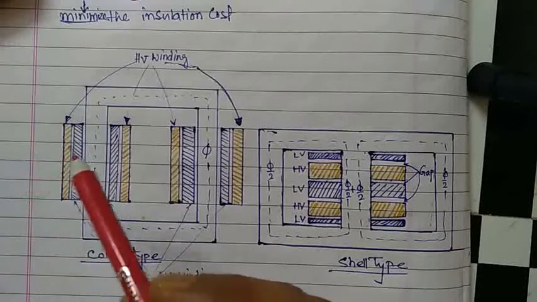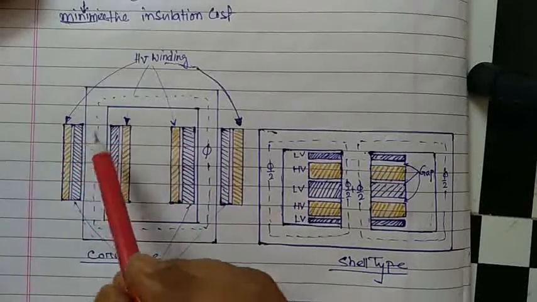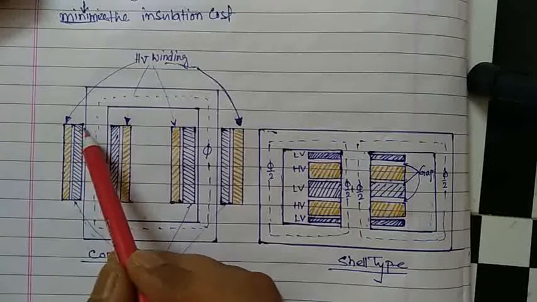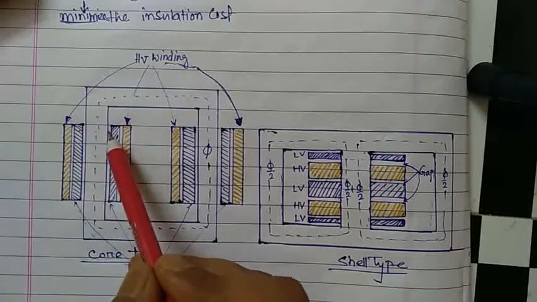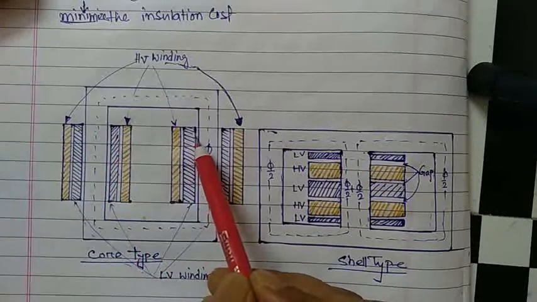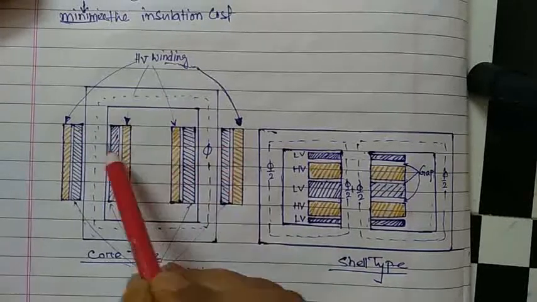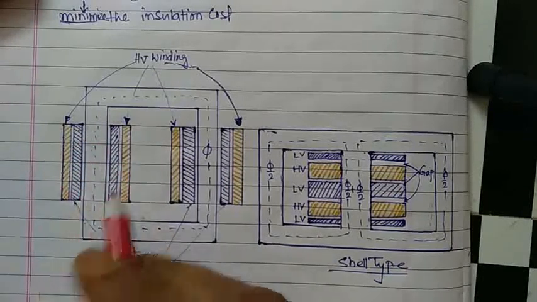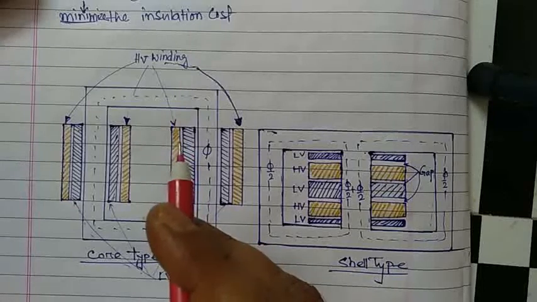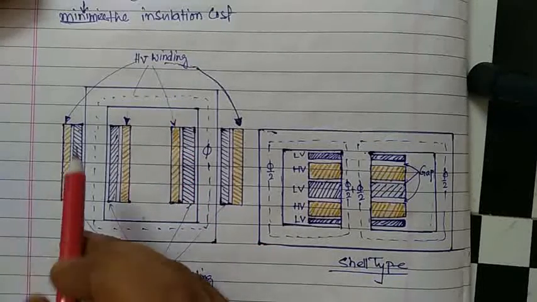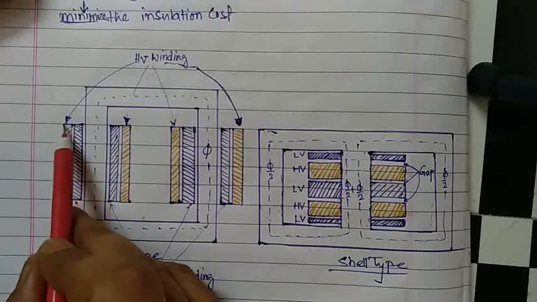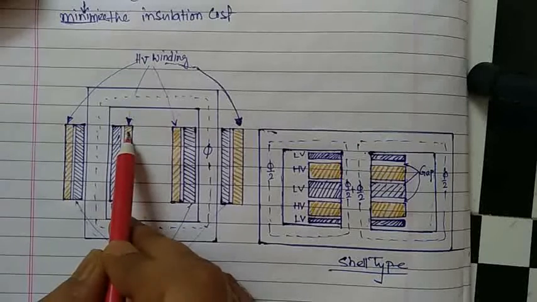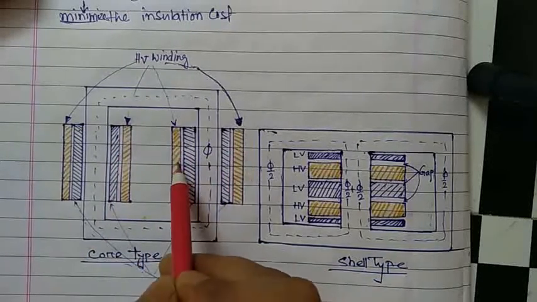Here, as we say, the low voltage winding, this is the low voltage winding, is near to the core or adjacent to the core. This is the low voltage winding, this is also low voltage winding. These are near to the core to minimize the insulation cost, and the high voltage winding is placed on the outer side. This is high voltage, this one is also high voltage.